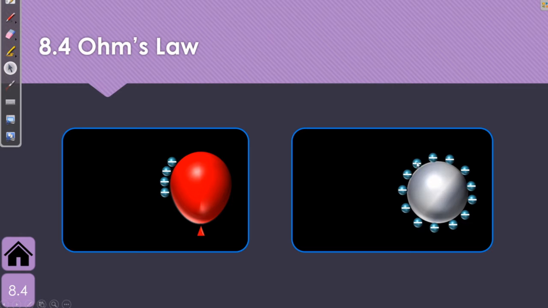On the other hand, when you put electric charge on a metal sphere, the electric charges will tend to spread out and try to get as far away from each other as they can, so they will spread out all around the surface of the sphere, and this is possible because metal is conductive.